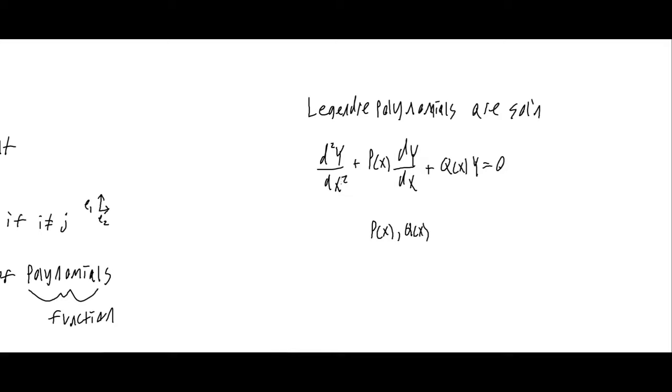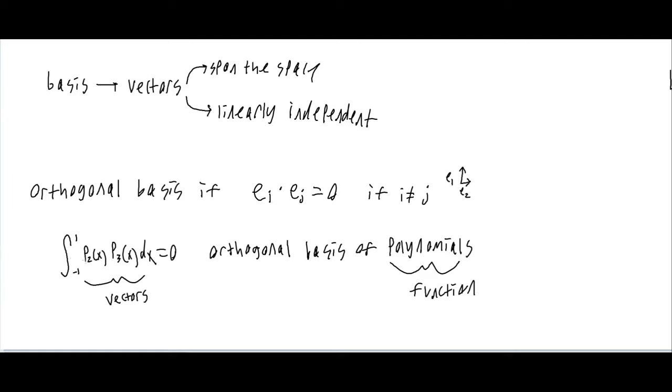I'm also going to look at the Hermite polynomials and the Bessel function, but anyway, these polynomials sort of fall out of these second order ordinary differential equations, and they just happen to be an orthogonal basis for a polynomial space.